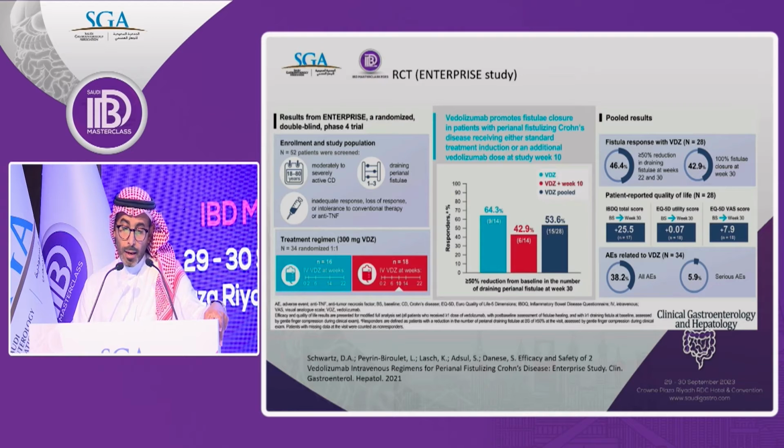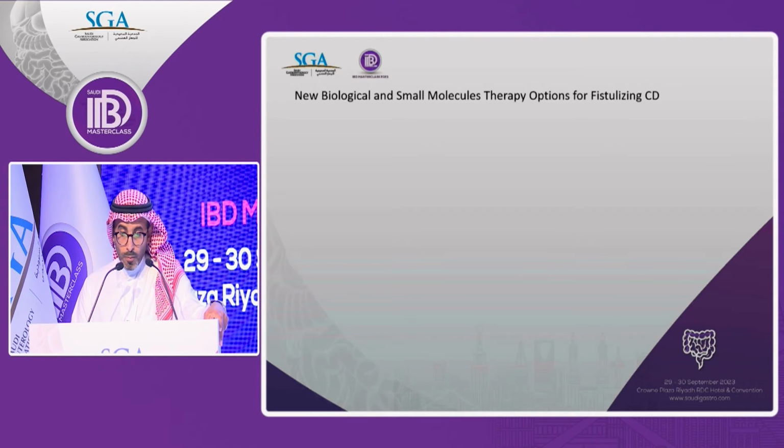So there is a 50% reduction in the number of draining fistulas at week 30 by almost 64% versus 42%. So there is no added value, and the fistula response was almost 43%. So here they conclude either you add an extra dose at week 10 or the continued regimen will be the same.